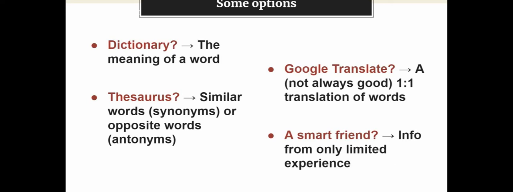We could also use Google Translate or another translator like DeepL or something similar, and that's probably going to give us a one-to-one translation of our words that may or may not actually be very good in that second language. We could also ask a smart friend or colleague, someone like that. Of course, they might be able to help us, but their information is coming from only their own limited experience. So that's where the following resources come in.